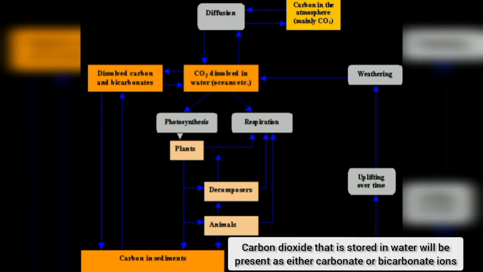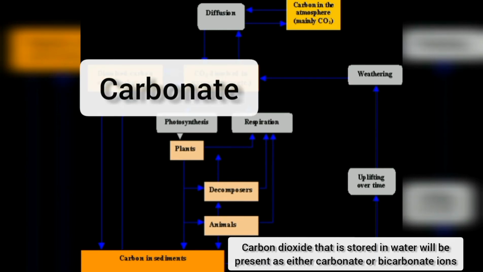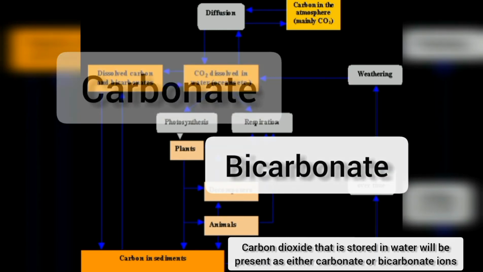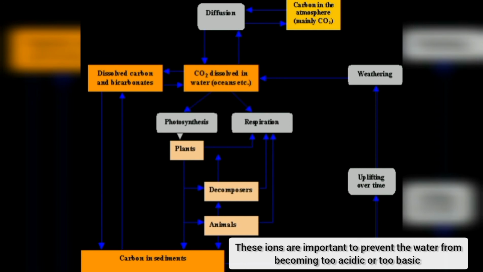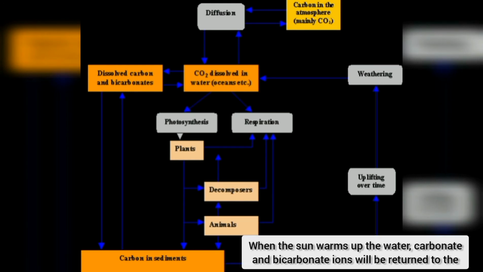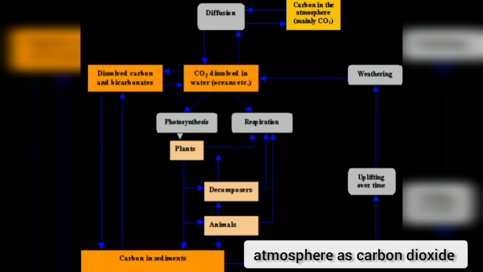Carbon dioxide that is stored in water will be present as either carbonate or bicarbonate ions. These ions are important to prevent the water from becoming too acidic or too basic. When the sun warms up the water, the carbonate and bicarbonate ions will be returned to the atmosphere as carbon dioxide.